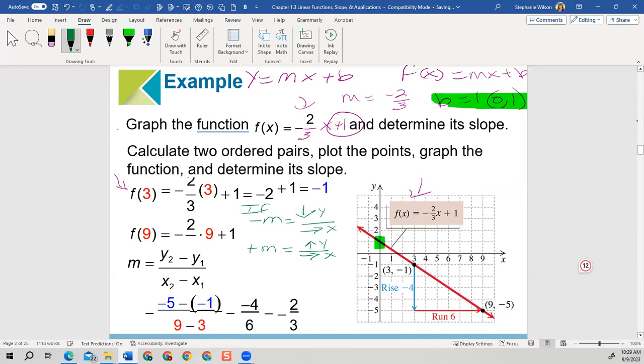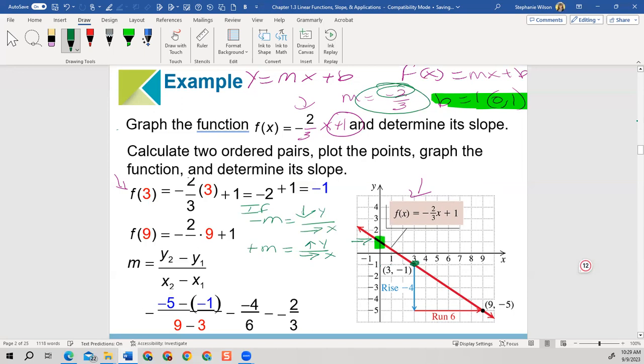So in this case, it's a negative value. So I'm going to start here at my y-intercept. And my y value is -2, so I'm going to go down 1, 2. And then I'm going to move to the right my x value, which is 3. 1, 2, 3. There we go.